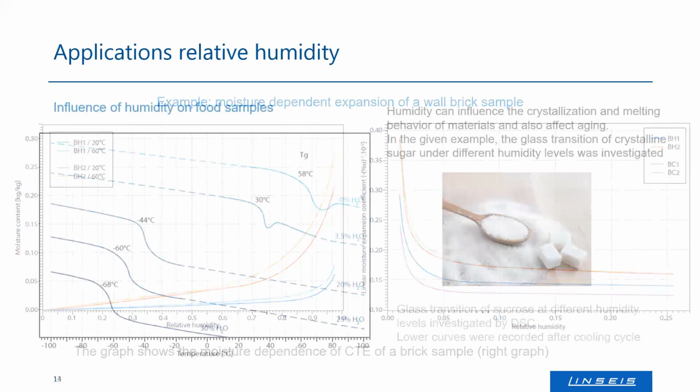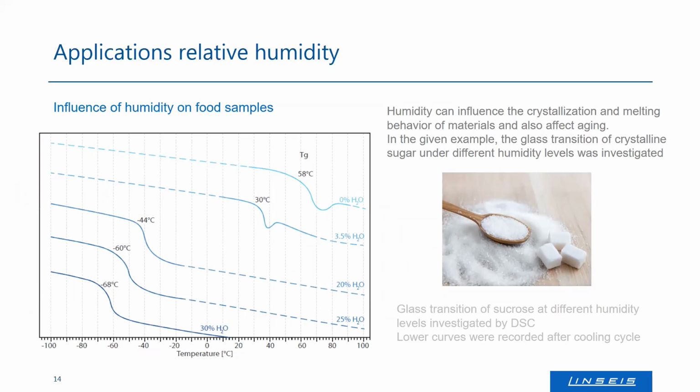We had another customer who was investigating foods. He used a DSC instrument. A DSC measures the calorimetric signal, so you can measure phase transitions, glass transitions, melting point, and so on. This customer was investigating the lifetime and the storage times of some sugar samples. In that case, it was sucrose. And this sugar was investigated at different humidity levels by DSC. The upper curves were recorded during heating. The lower curves were recorded during cooling.